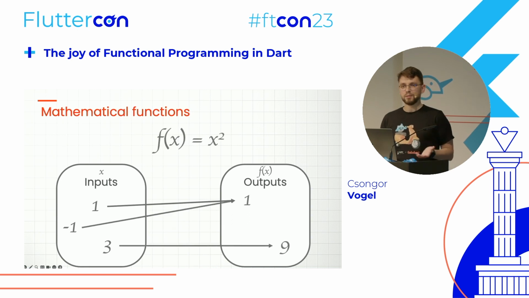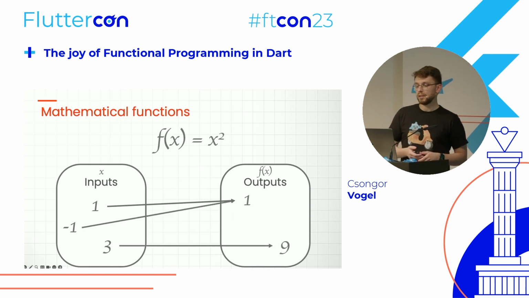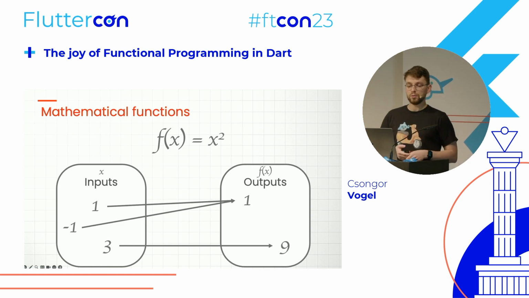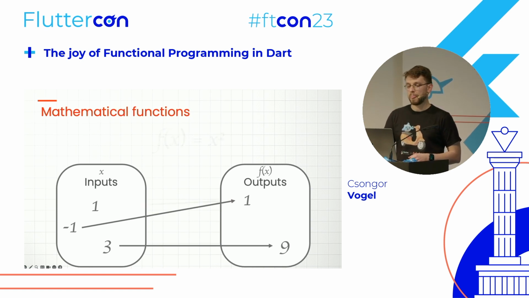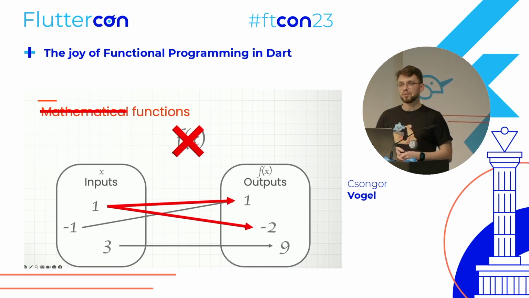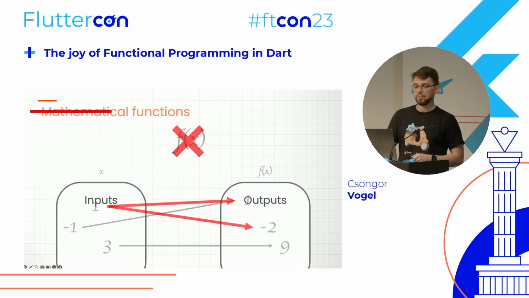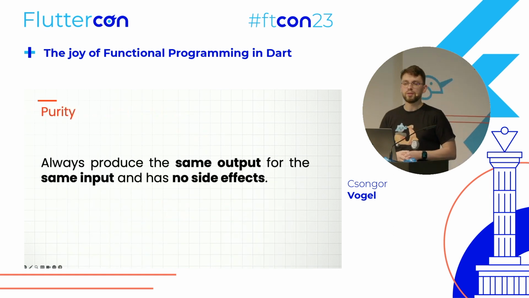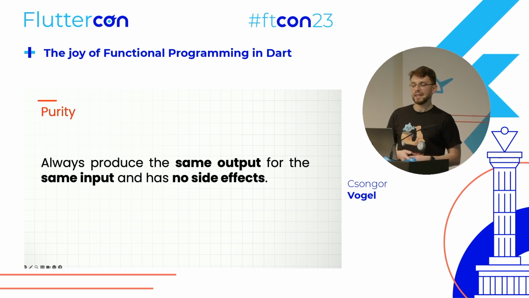If we take another example, a function which calculates the square values for our input set, the rule is the same. Every input still requires one output. But what happens if suddenly one of the inputs provides different outputs using our function? In that case, we cannot call it a mathematical function. This is the rule and principle which is named purity. Purity specifies that pure functions always produce the same output for the same input, without causing any side effects.